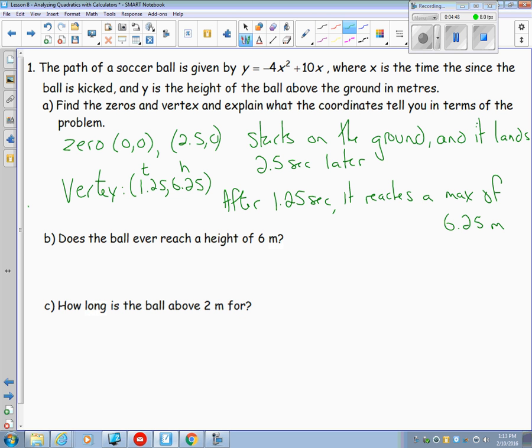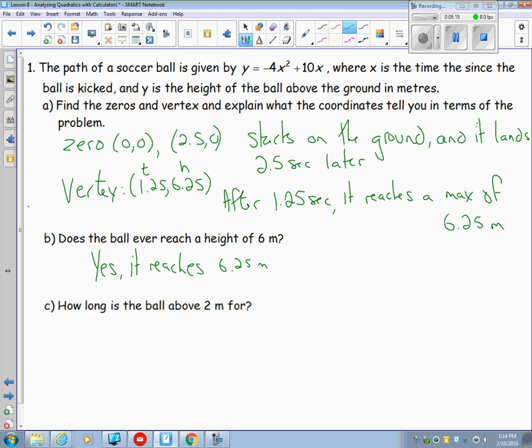Hey, does the ball reach a height of 6 meters? Well, looking back, we just wrote down the vertex, 6.25. Yeah, for sure, yes. It reaches all the way up to 6.25 meters, right? So definitely hits 6. How long is it above 2 for? Well, we know it hits 2. How long is it above 2 for?